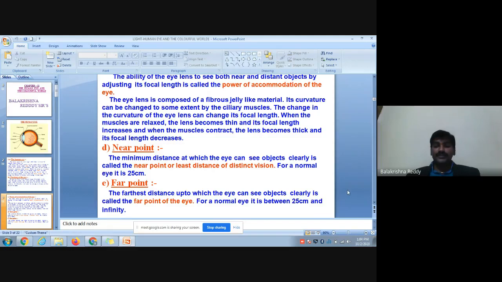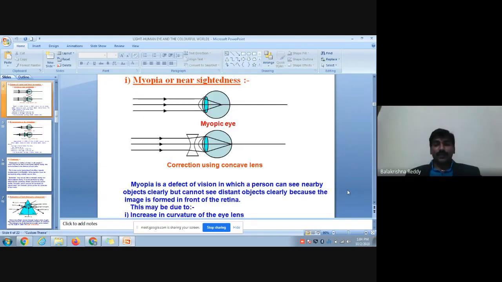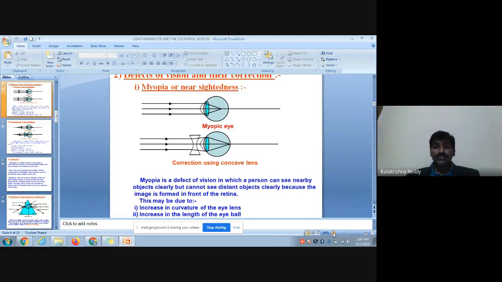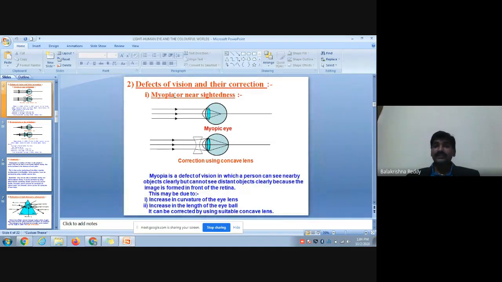So this is about the human eye. In a human eye, as I told just now, there are some defects depending on the position of the lens. Defects of vision and their correction. First of all, how do the defects come? When we know the problem, then we can find a solution, right? So first try to understand how this problem arises and why this defect has come. That is what we are going to discuss now.